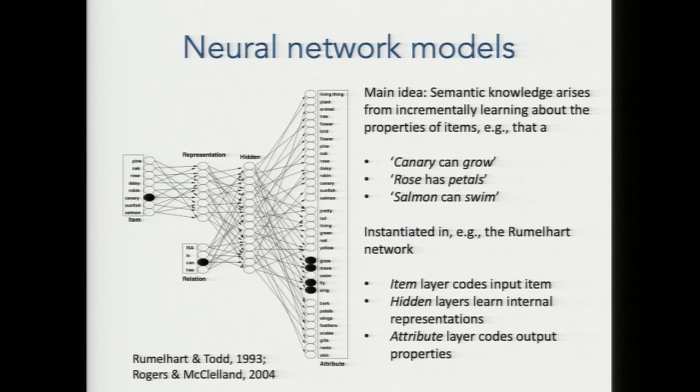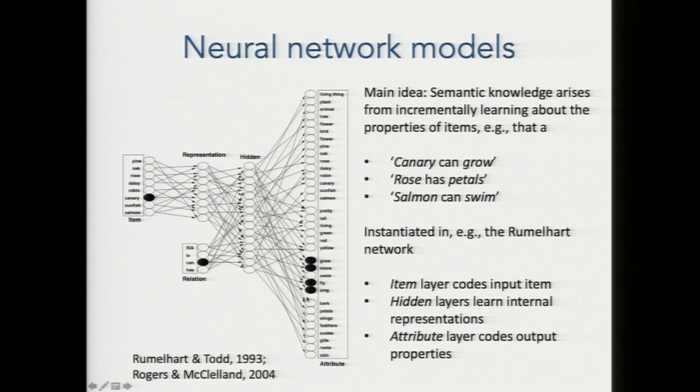So this goes back to David Rumelhart, co-discoverer of backpropagation, and more recent work with Tim Rogers and Jay McClelland. And they said, well, maybe this is how it works. Maybe you just see items and you see the properties that they have, and you learn with some more generic neural network to learn this association between these properties and items. So for instance, this network would be looking at a canary and it has this relation layer which says the type of feature you're looking for. In this case, it's can. And so this network is saying that a canary can grow, move, fly, and sing.